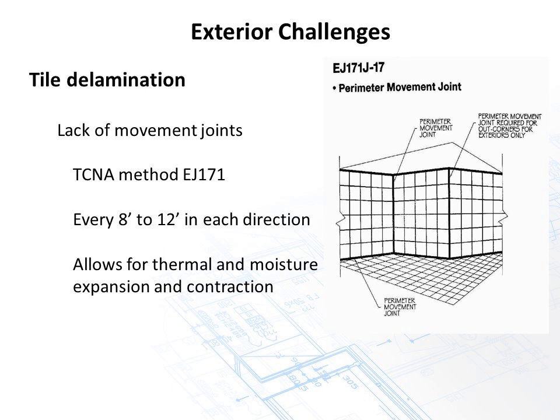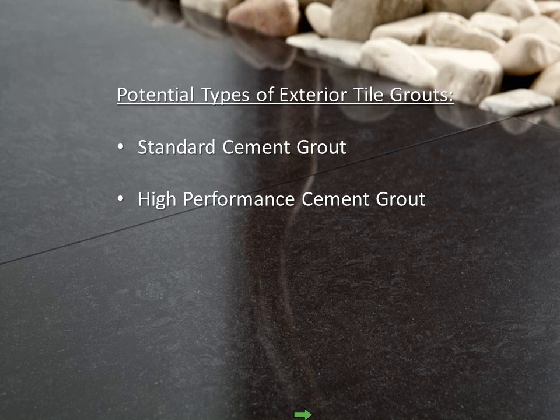Per the TCA handbook, method EJ171, movement joints should be every 8 to 12 feet in each direction. This allows for thermal and moisture expansion and contraction. This drawing was recently added, so you've got perimeters, which is obvious. We've got interior movement joints and exterior corner movement joints. That's only required on exteriors, but I stress that because it's important, and that's why this drawing was done, because it's important.